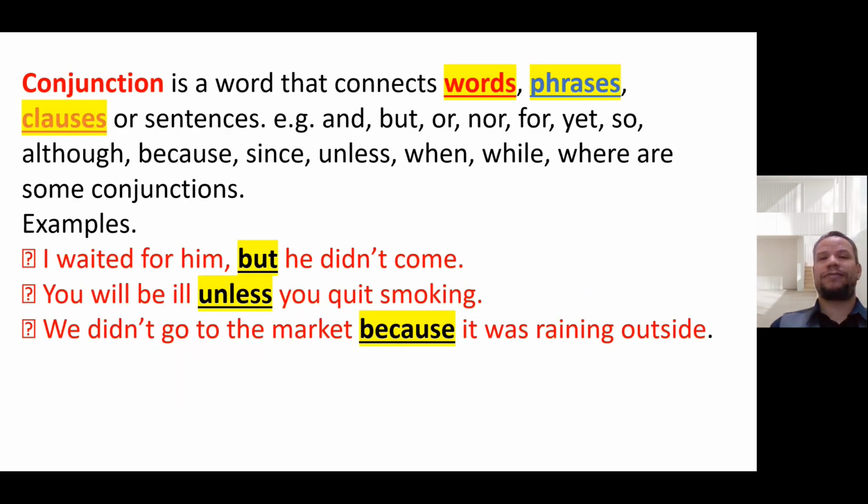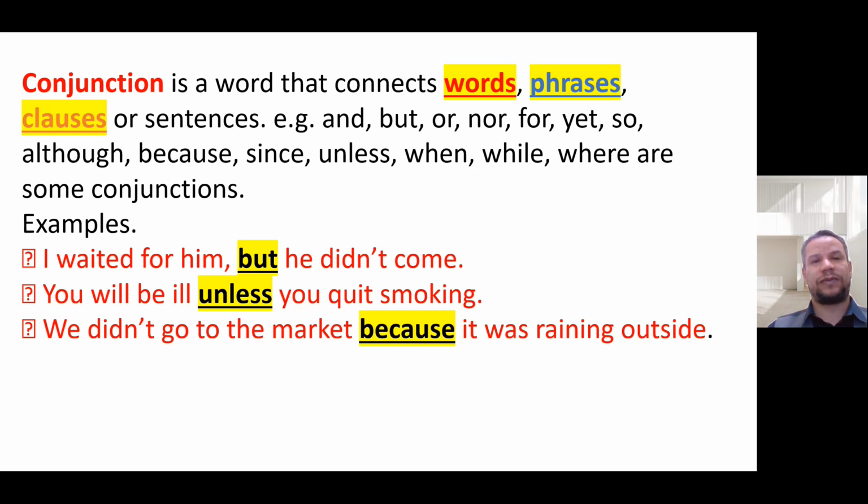A conjunction is a word that connects words: Muhammad and Ali, Sarah and Peter, the house and the yard, the school and the hospital. So we have here 2 words connected by and. It also connects phrases and clauses, and this is important.